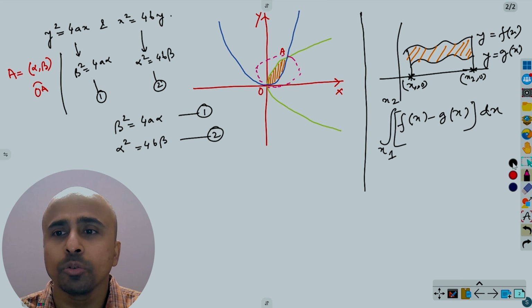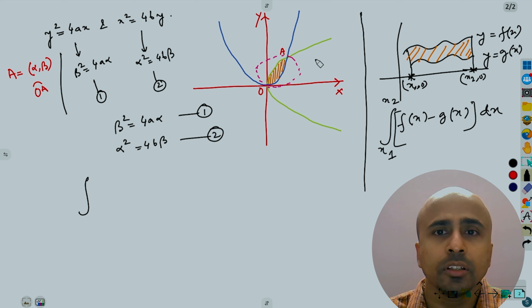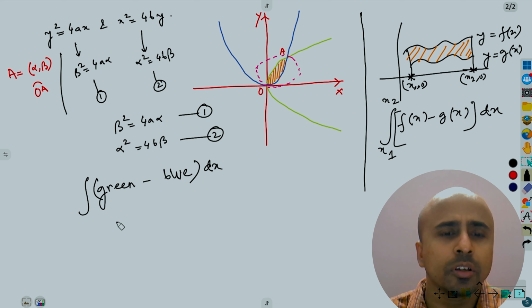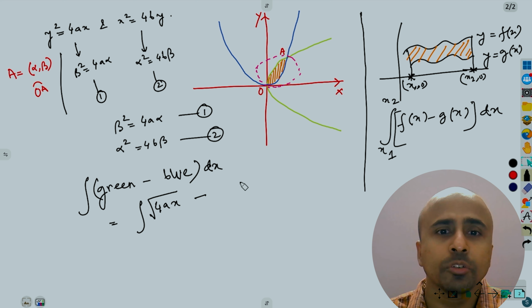So what we are going to do is we will follow this formula. Upper curve, that is this green one, let's write as green minus blue. Yes, green minus blue. Now what is the equation for the green one? It is y square equal 4ax, therefore it will be square root of 4ax. Yes, minus, what is the equation for the blue one? This is x square equal 4by, so it will be x square by 4b.